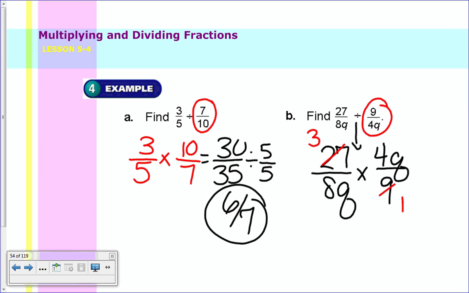Then I have these ones. I have 4 and an 8. Well, I know 4 goes into both. 4 divided by 4 is 1. 8 divided by 4 is 2. Then, we have factors of q in common, so I can cross those out, because q divided by q is 1. Then I can multiply. 3 times 1 is 3, and then 2 times 1 is 2. I get 3 halves, or 1 1/2.